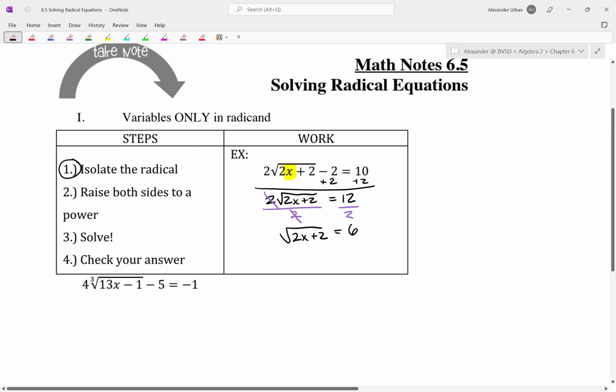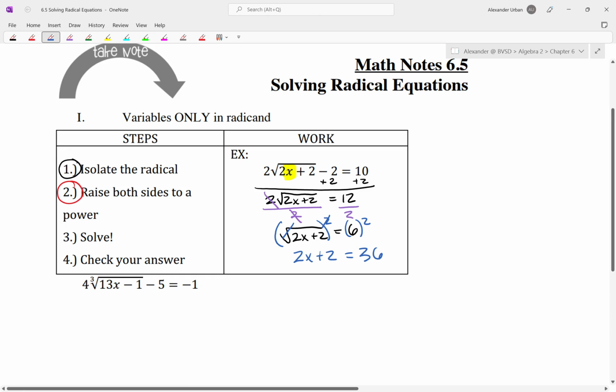Now we're going to need to get rid of our square root by raising both sides to that second power. We're going to need to square both sides. So we're going to end up with no root and no square on the left side, just 2x plus 2 is equal to 36.